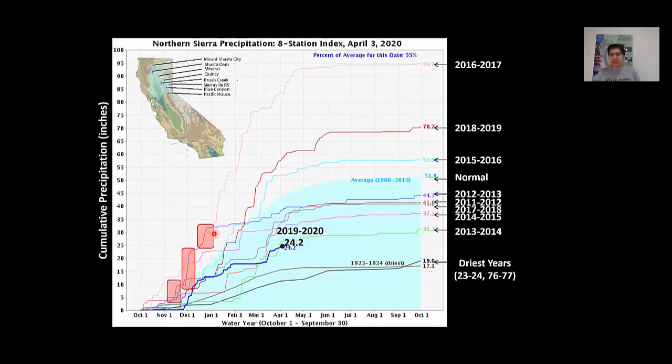In 2019, 2020, so starting October 1st, 2019, all the way to September 30th, 2020, this is where we are. We are at about 24 inches, so half of the so-called normal average conditions for California, for these regions. So let me talk to you a little bit about the snowpack.